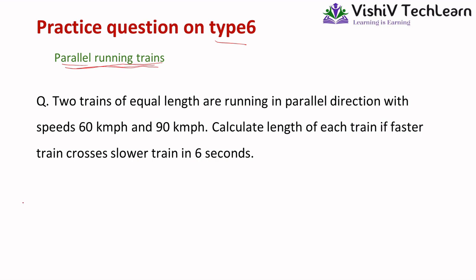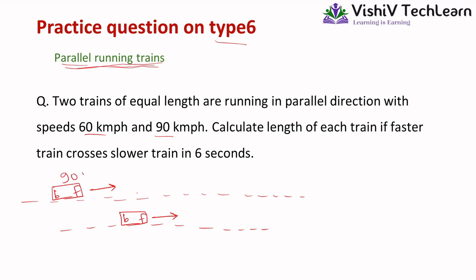If this is the platform and this is the railway track, then a train is there, with a back side and a front side, running in this direction. On another platform we have another train, which also has a back side and a front side, running in the same direction. Here again we have two speeds. The train at the back has a higher speed, which is faster, and the slower train has, let's say, 60 km per hour as the speed.